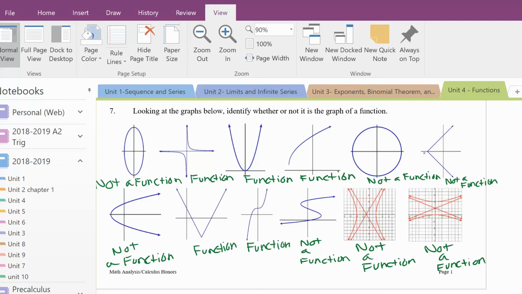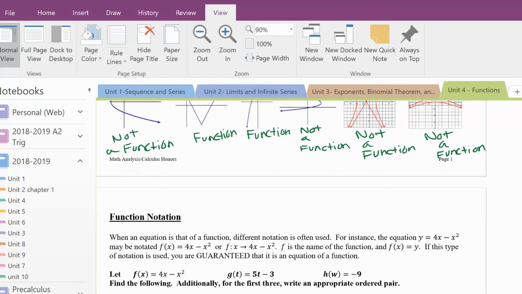Sideways v is not a function. Sideways parabola is not a function. This s is not a function. A hyperbola is not a function. And the hyperbola this way is not a function. They have to pass the vertical line test.